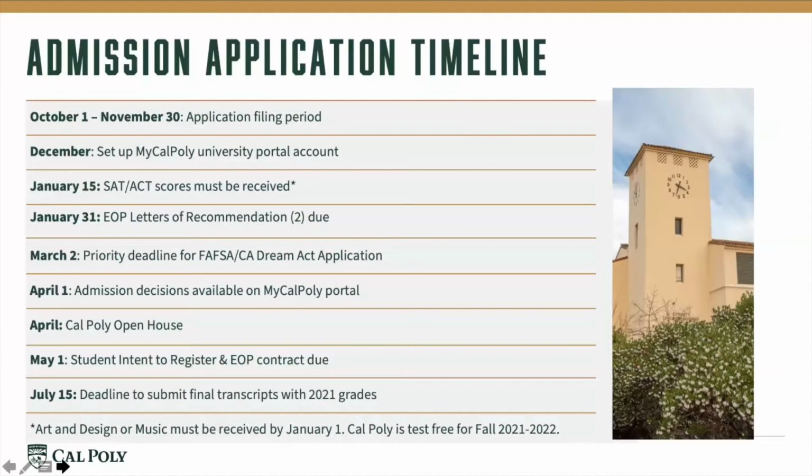As far as admission application timeline, once you apply between October 1st and November 30th, it's important to note that first year students, especially, and transfer students should take their time. You can save the application and come back to it, and you do not have to fill out the application all in one sitting. You can definitely call the Cal Poly admissions office and ask us any questions you might have about the application while you're filling it out. We're here to support you and we want you to be successful. So please don't hesitate to reach out to our office with questions on how to fill out that application.